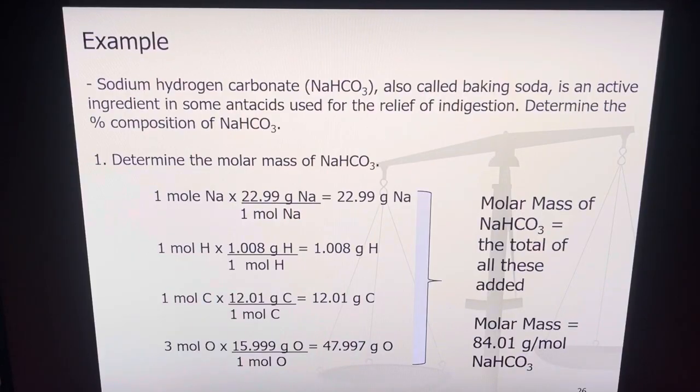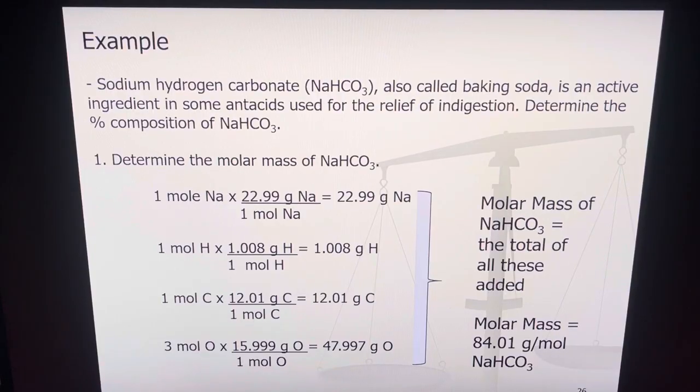So here's an example, and this example is right out of your book. That's why I just copied it and then pasted it into your notes as one big picture, so you don't have to make any changes, but you can and should make notes or highlights. Okay, so sodium hydrogen carbonate. It's also called baking soda. Very complicated name for a very simple substance, or maybe it's not so simple.